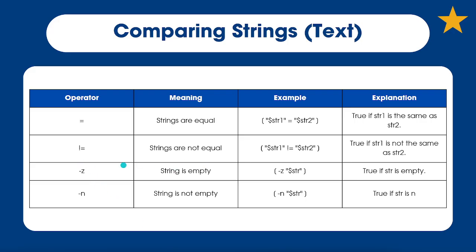So if not equal, we're actually going to use the exclamation point here. Typically in logical operations, the exclamation point means not, or like the opposite, right? So opposite of equal is not equal. And so then we use exclamation point in the front. If you want to check if the string is empty, you could do dash Z. If you want to see if the string is not empty, you could do the dash N in front. If it's true, right, that means the string is not empty. If this yields false, that means the string is empty. That means there's nothing in there. Let's take a look at an example where we chain together a bunch of conditions.